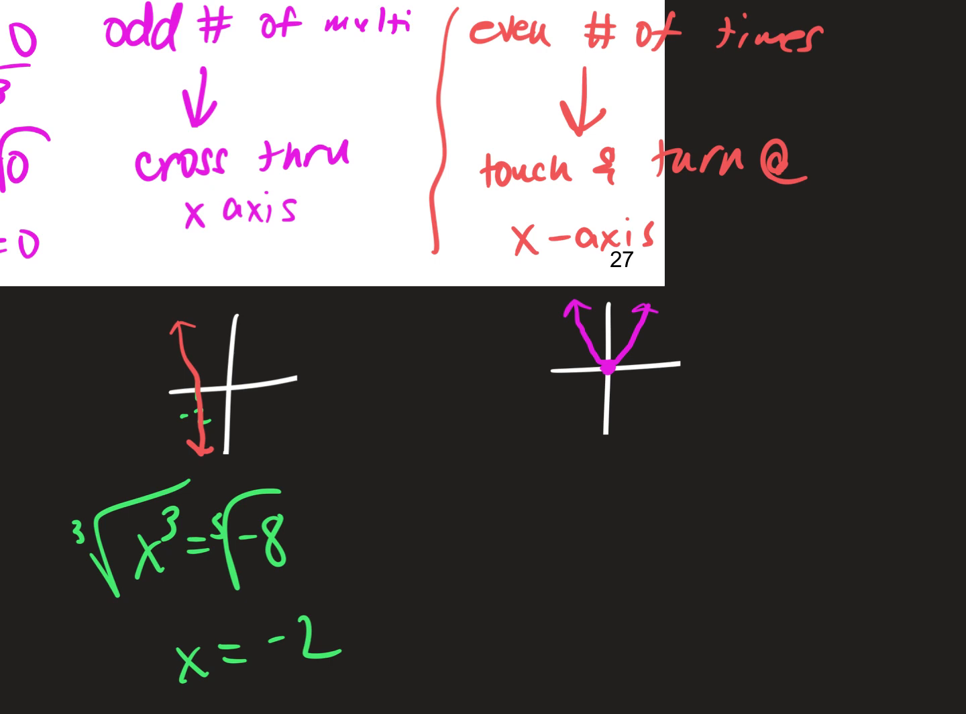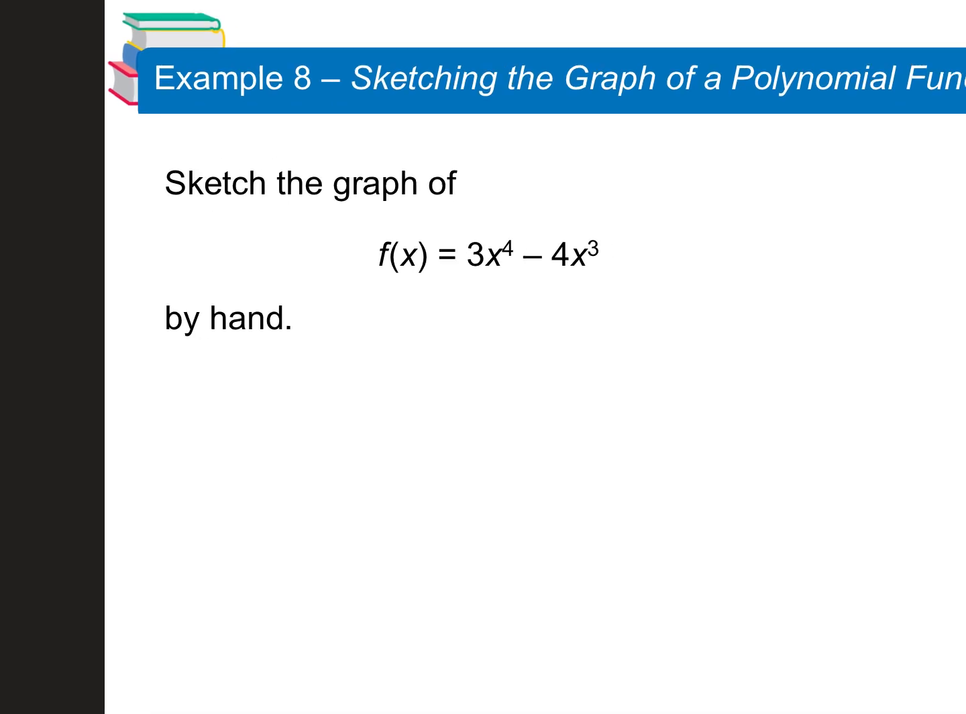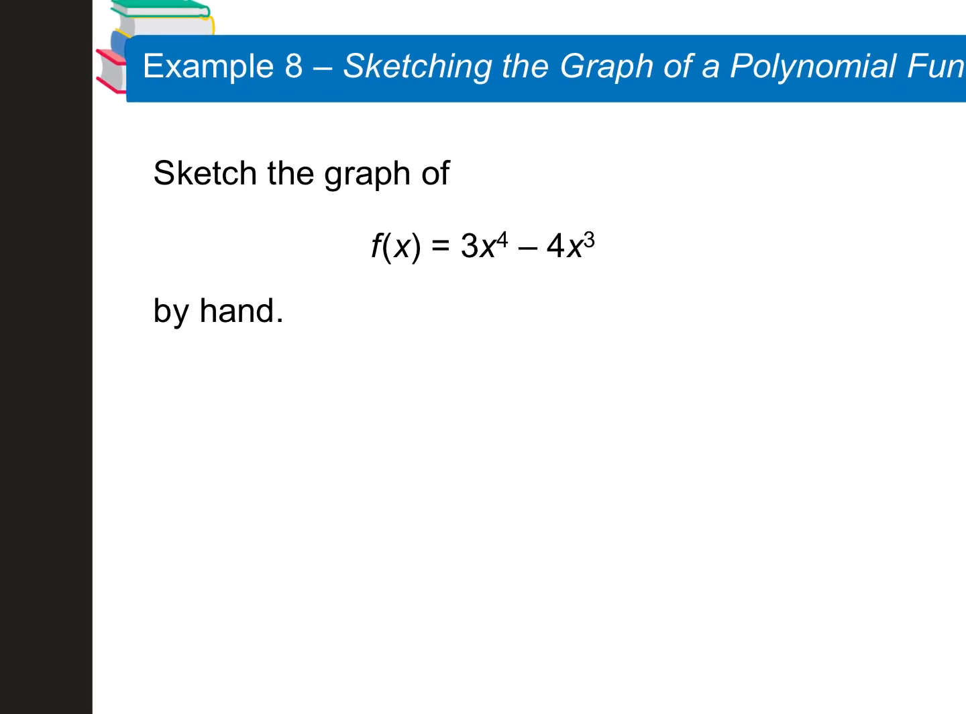But you'll see, and we'll do more of this, but you'll see action at the x-axis. If it's an even number of multiplicity, it's going to touch and turn or bounce. And if it's an odd number, it's going to go through. All of these things all go together. So we're going to do some questions where we have everything all together. Don't worry about sketching this. I want to talk about end behaviors, zeros, and action at the x-axis. You guys are going to tell me all that stuff.